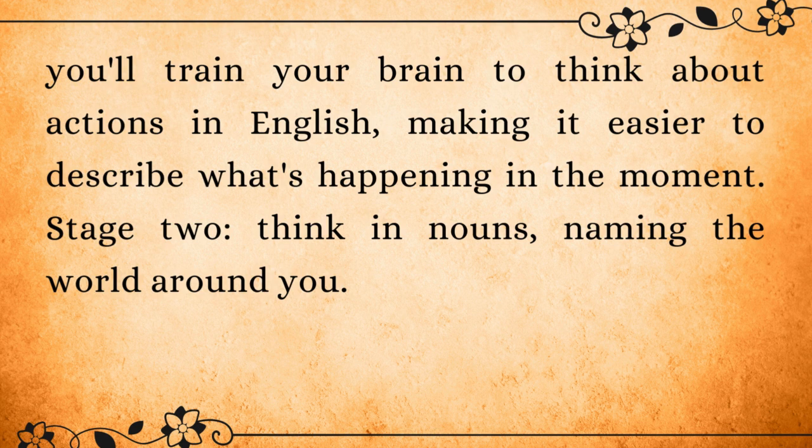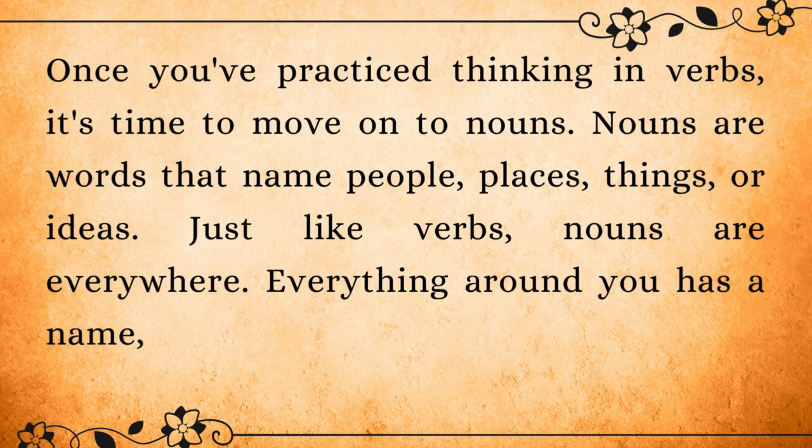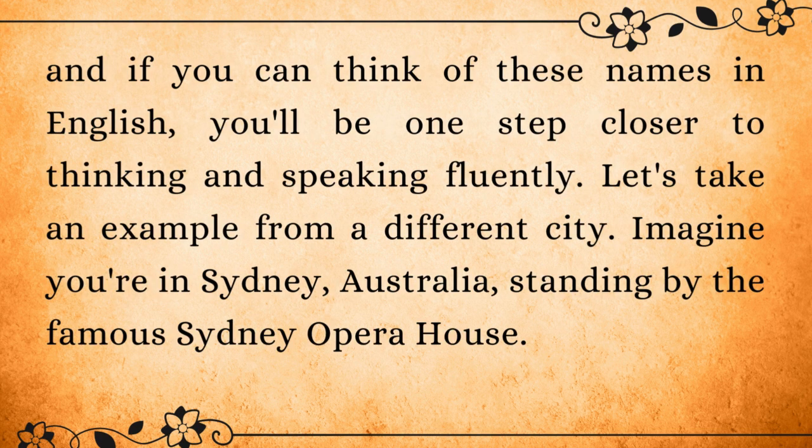Stage 2. Think in nouns, naming the world around you. Once you practice thinking in verbs, it's time to move on to nouns. Nouns are words that name people, places, things, or ideas. Just like verbs, nouns are everywhere. Everything around you has a name, and if you can think of these names in English, you'll be one step closer to thinking and speaking fluently.